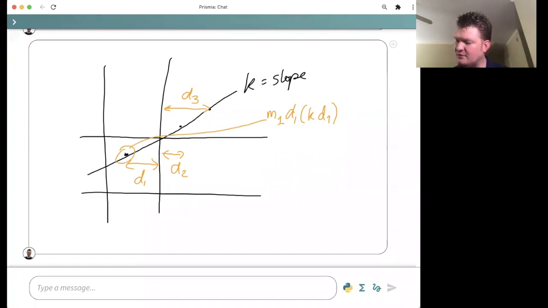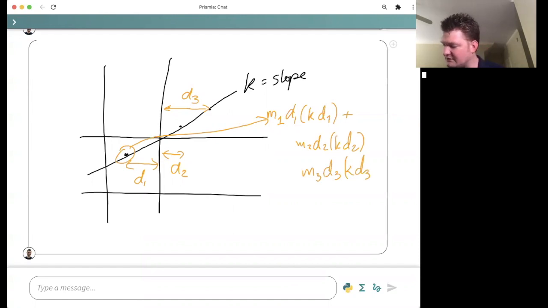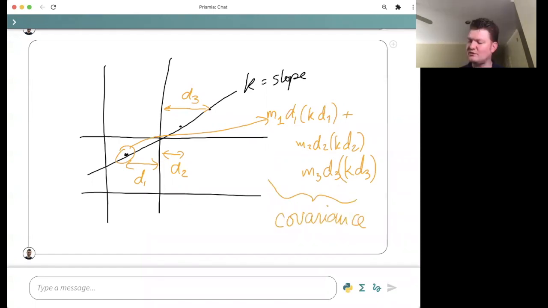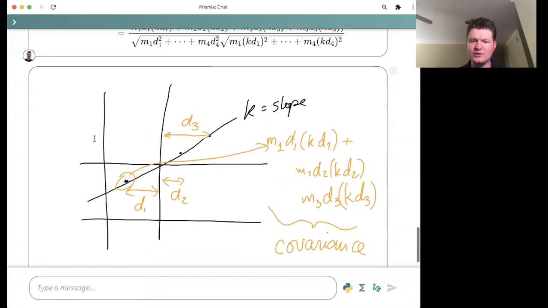And we're going to have similar contributions for the other 2 points. So we'll have M2 D2 k times D2 and M3 D3 k times D3, where M2 and M3 are the masses of the other 2 points. So all of this gives us the covariance for these 3 points arrayed along a line. And we can do something similar for the variances.